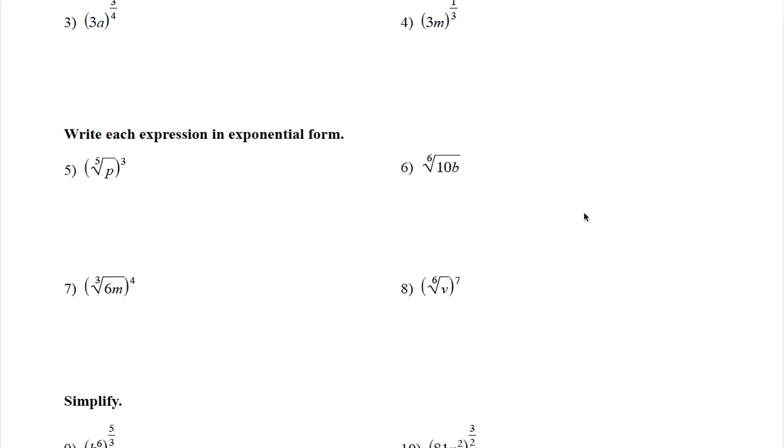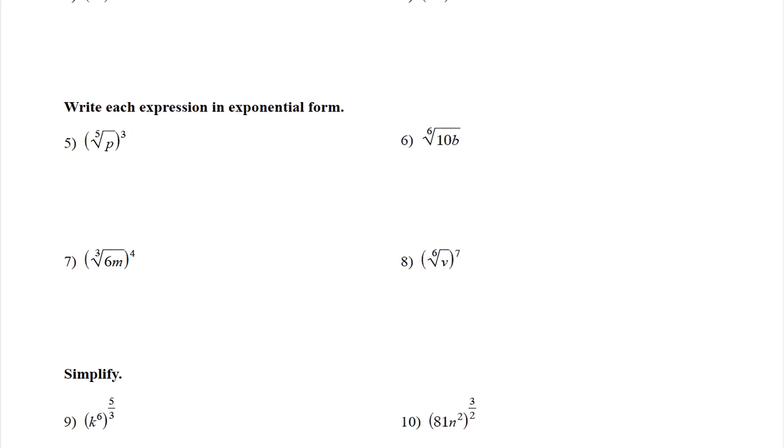Now we have to write them in exponential form. So everything we just did, we're going to undo. Okay? So as a reminder, with our fractions, it becomes the exponent over the radical. So what's inside of our radical is p. And its exponent is 3 over 5. And that's it.